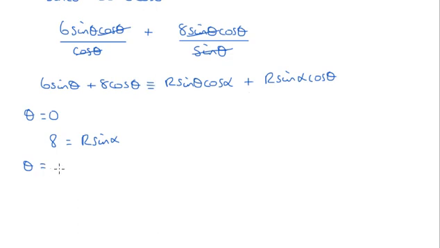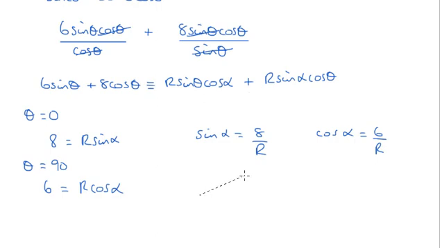Similarly, when theta is equal to 90, this will stay because sine of 90 is 1. So we're going to get 6. The next term is going to be 0, is equal to r cos alpha. So we can now say that sine alpha is equal to 8 over r, and cos alpha is equal to 6 over r.